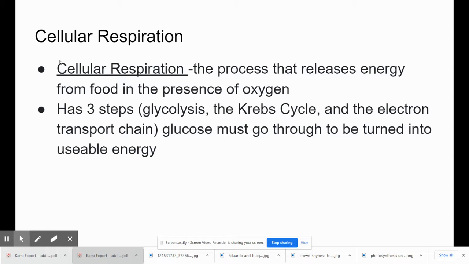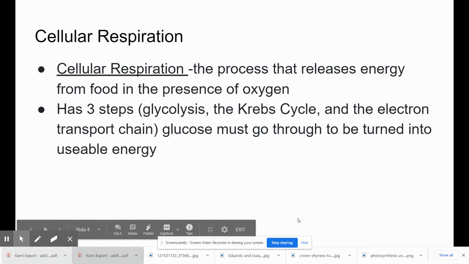So, cellular respiration is the process that releases energy from food in the presence of oxygen. This has three steps: glycolysis, the Krebs cycle, and the electron transport chain. Glucose must go through these to be turned into usable energy.